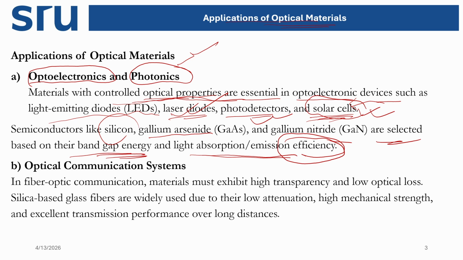Now, in optical communication systems, the fiber optics communications, the material must exhibit high transparency. If the material's optical behavior means transparency is much higher, then we can use it for this purpose, otherwise we can't. And low optical losses, so after passing the light through the material, the light intensity should not be lost.